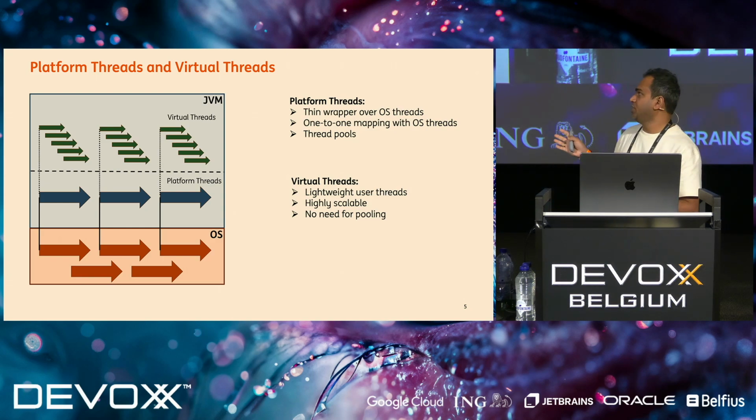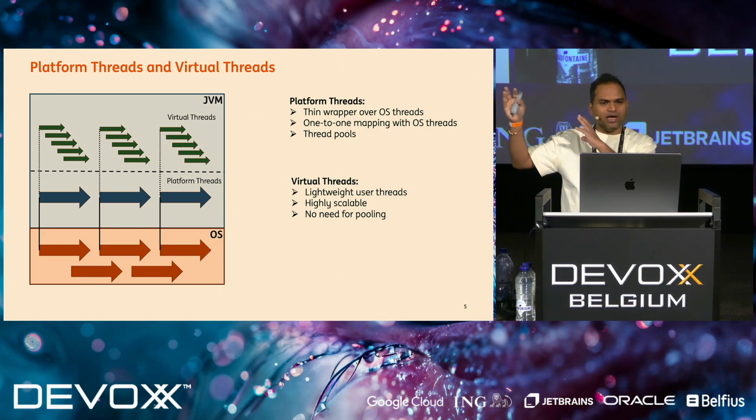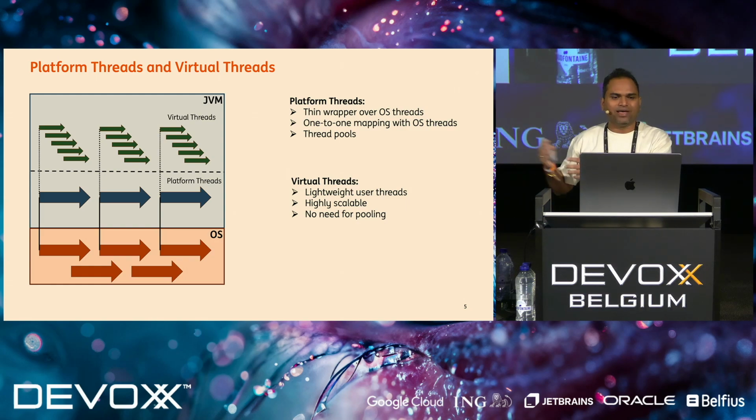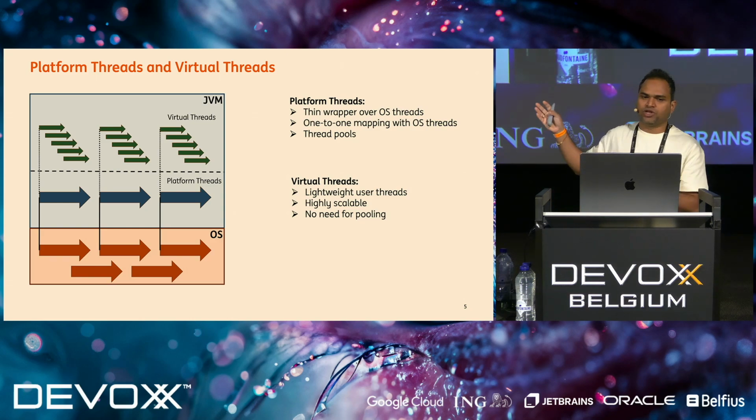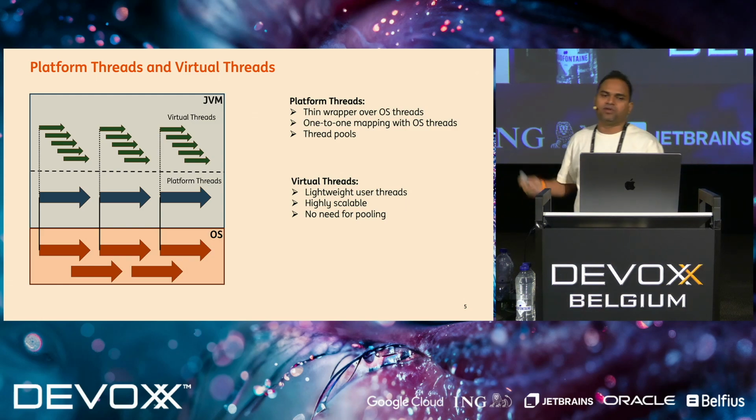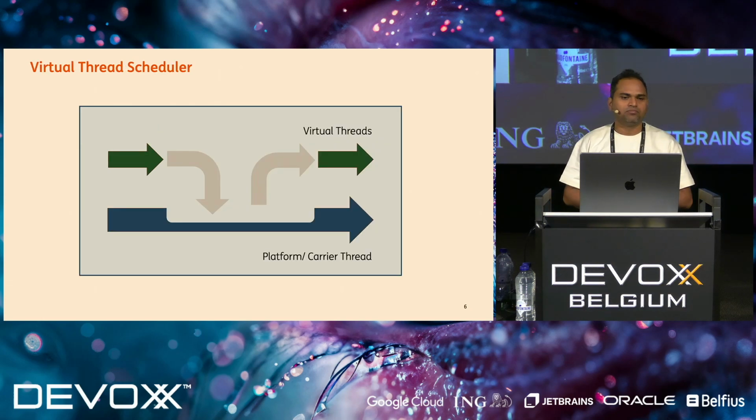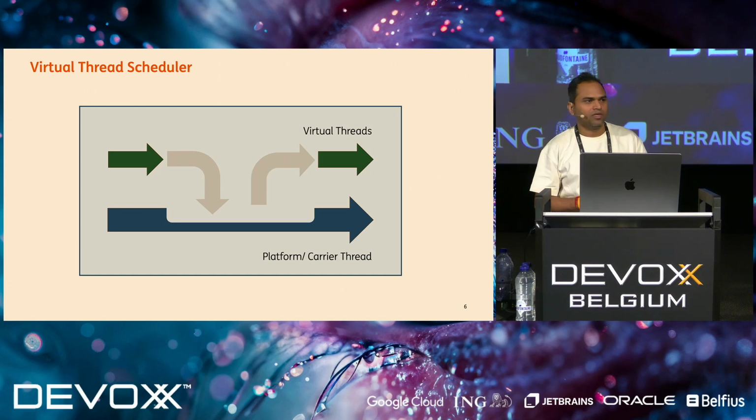Now, if you look at this picture, we see some of the virtual threads are connected to platform threads. Why is that? Because a virtual thread on its own cannot execute anything. It requires a platform thread to execute something. But what about these other threads which are not connected to the platform threads? When do they get the platform thread? Well, for that, we have a virtual thread scheduler.